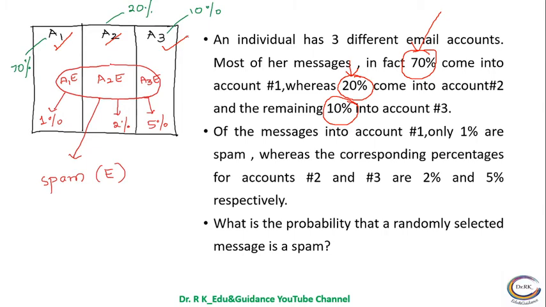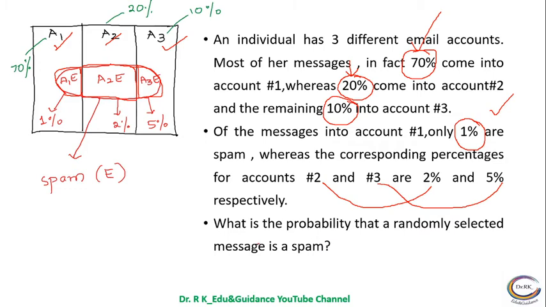Next, based on the past information available, out of the mails coming into the first account, 1% are spam mails. This is based on observation and experience. It is observed that 1% of the mails coming into the first account are spam. Similarly, 22% of the mails are spam for the second account and 5% for the third account. Now you see here, A1, A2, A3 are mail accounts, and out of all the mails that are coming, these are the spam mails: spam related to the first one, spam related to the second one, and spam related to the third one.